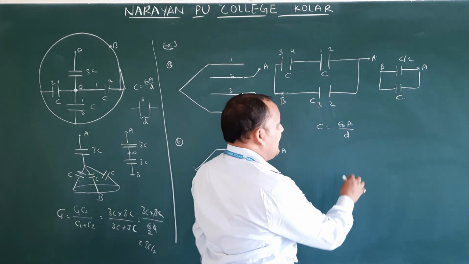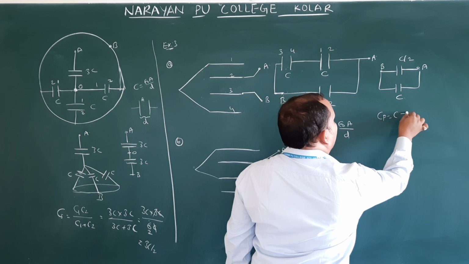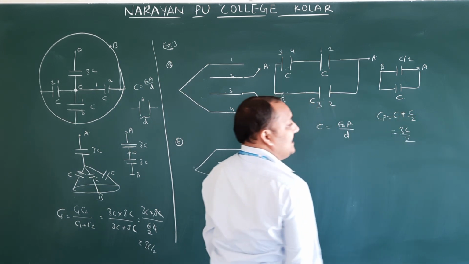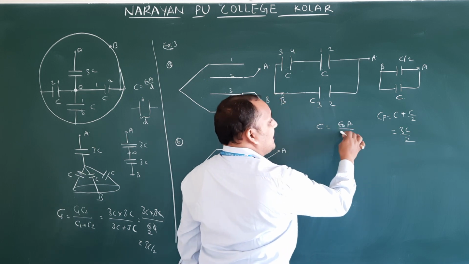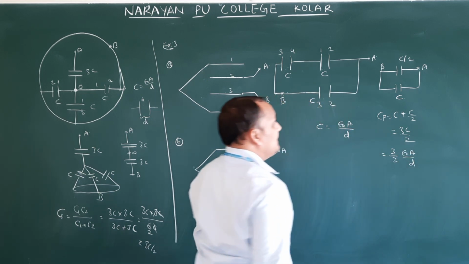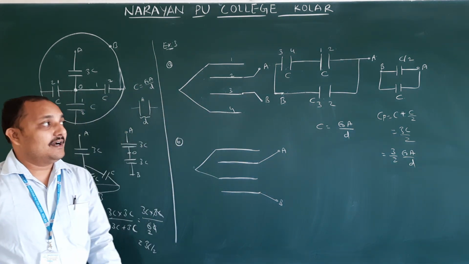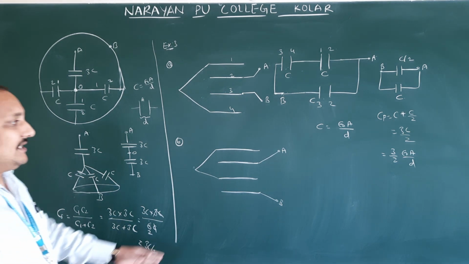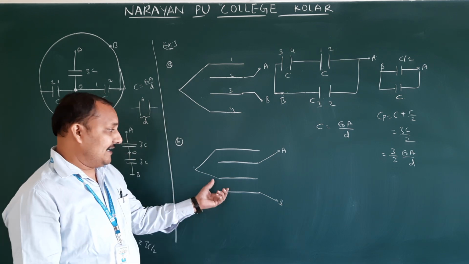Parallel means what is the formula? Cp is equal to C plus C by 2. That is nothing but 3C by 2. What is C here? Epsilon naught A by D. So 3 by 2 epsilon naught A by D. That is the final resultant equation. Isn't it? So you got 3 by 2 epsilon naught A by D, same answer given. See the second one.